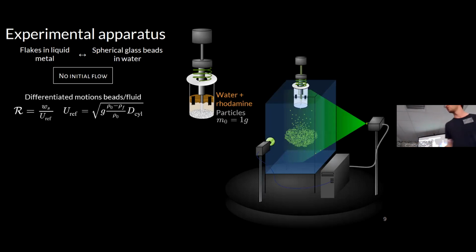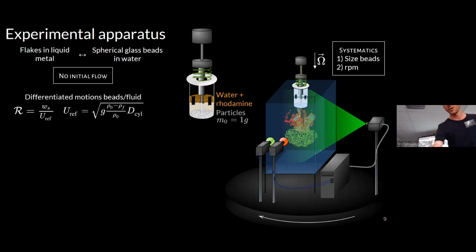I have a camera with a green filter to see only reflections and refractions of the laser sheet by the glass beads, so I can only see the particles. And I have another camera with an orange filter to see only the coloring, rhodamine, which is caught in the eddy, so I can track the turbulence and make a clear difference between them. And then the whole setup is on a rotating table, so I can study the effect of planetary rotation.